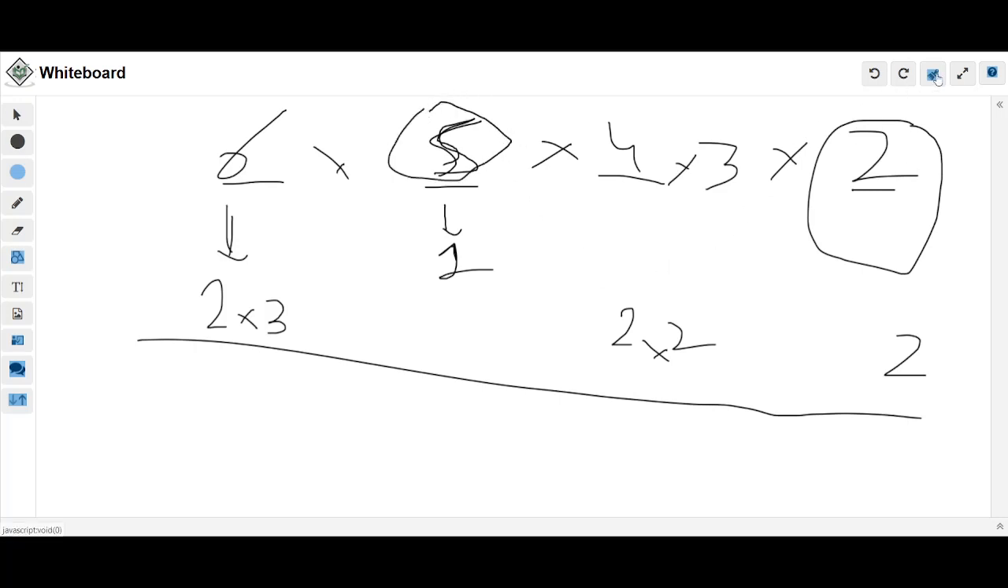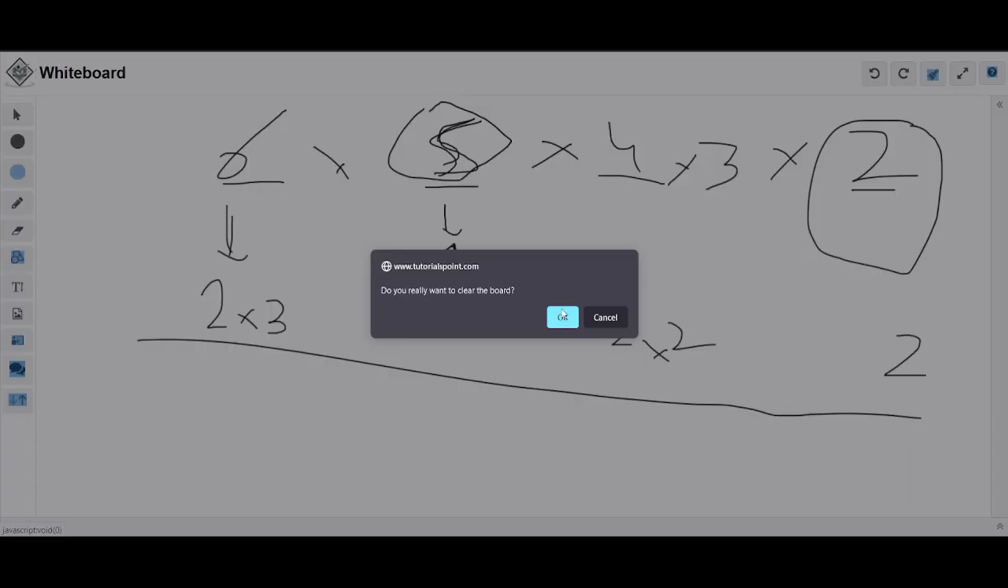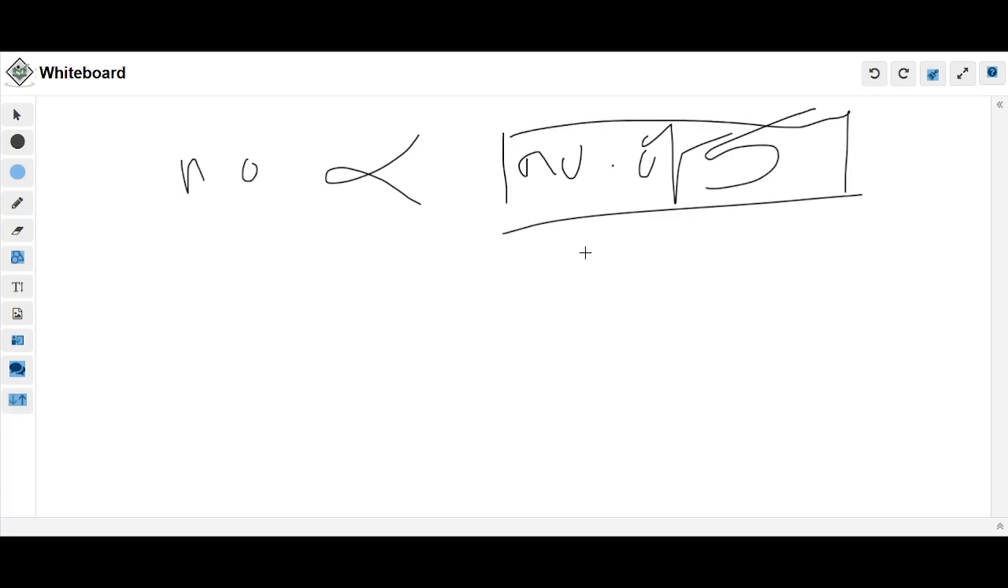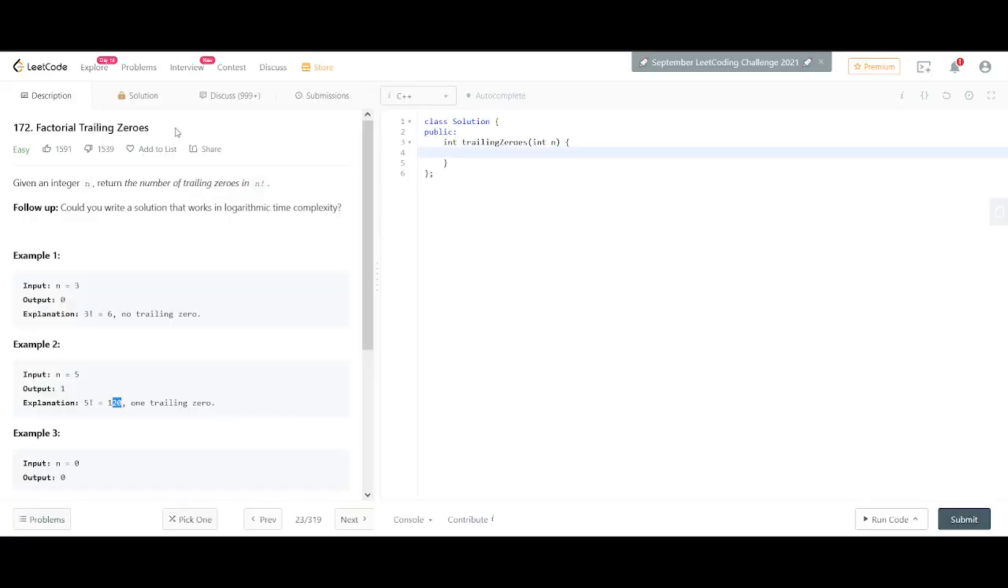Hence, what is the bottleneck to calculate the number of zeros? The number of zeros is clearly dependent on the number of fives, because the number of twos is already very much present. They're very much enough. If you try some examples, you always see that the number of factors of five is far less than the number of factors of two, for the same reason. So the question asks us to just calculate the number of fives which are present, right?